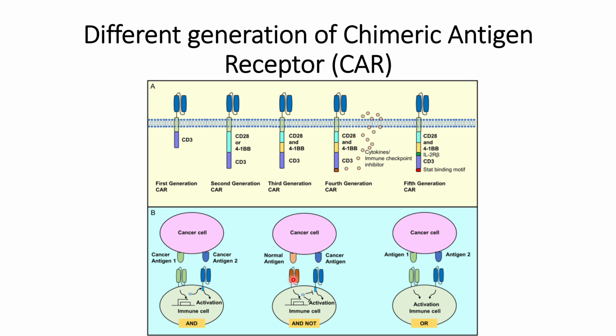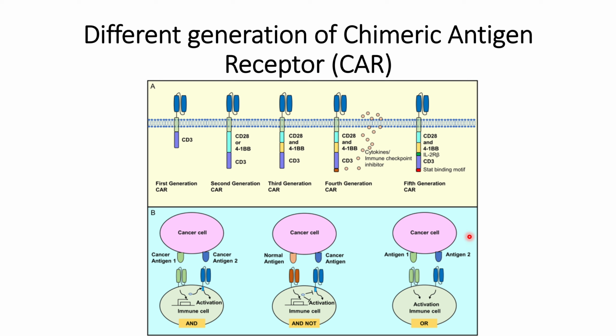That is, when both of them are present, there is a possibility that it could be healthy cells, so it will not trigger immune cell activation. And the third case is the OR gate, where it can trigger immune cell activation in either of the cases. That is, when either antigen 1 is detected or antigen 2 is detected. When any one of them is detected, then it will trigger immune cell activation. This is used when the antigens are more specific to the cancer cells.